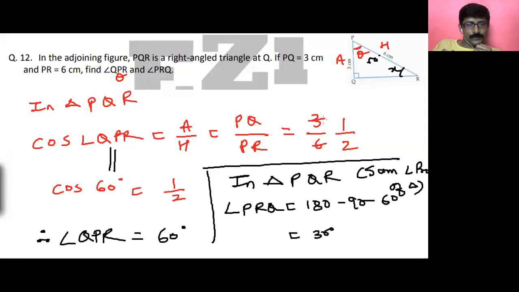So student, in triangle PQR, we have to yet find angle PRQ. How will we calculate PRQ? PRQ plus 60 plus 90 will become 180 degree, because the sum of all angles of a triangle is always equal to 180 degrees. So angle PRQ would be 180 minus 90 minus 60. So 180 minus 90 is 90, 90 minus 60 will become 30 degree. And I guess that's it.